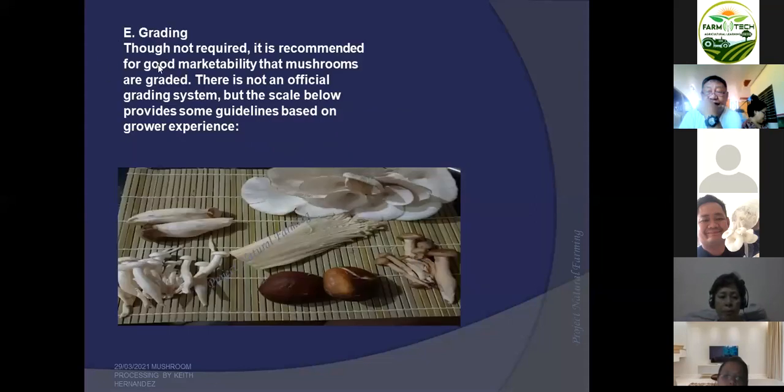Now, grading. Though it's not required, it is recommended for good marketability that mushrooms are graded. Primera, segunda, tercera, reject. Di ba? Pinipili yan. Sa laki ba? Kanya-kanya. O sa ganda, quality? Kasi if you do not choose the quality and you just go ahead and pack everything as is where is without checking, this will actually be a problem in the future. Kasi baka sabihin, ba't dati ang lalaki? Ngayon ang liliit na neto.